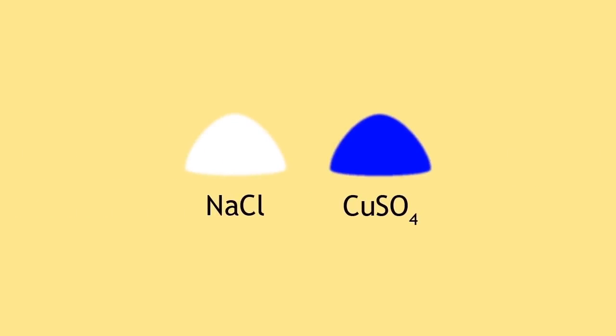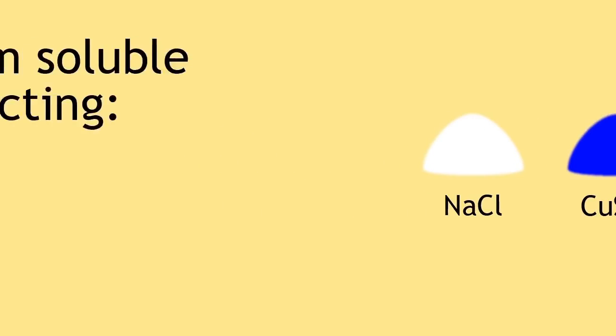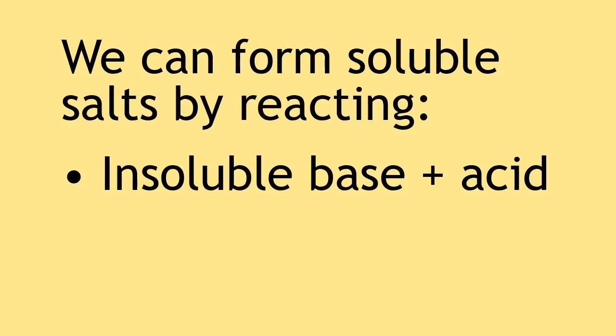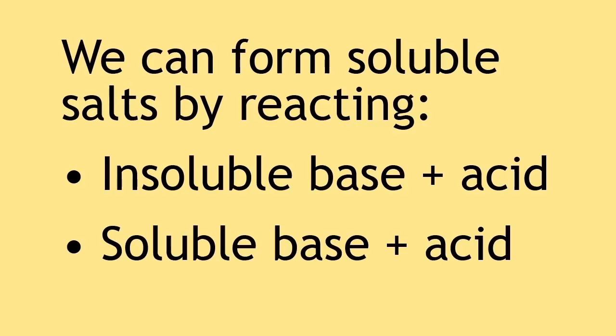So there you have it. Two soluble salts have been made by acid-base neutralization and isolated. To recap, we can form soluble salts by the reaction of an insoluble base with an acid and the reaction of a soluble base or an alkali with an acid.